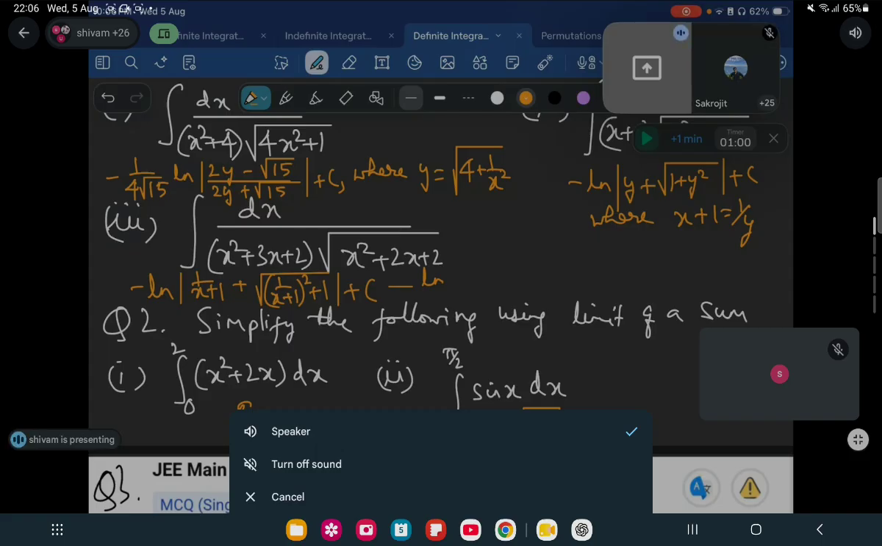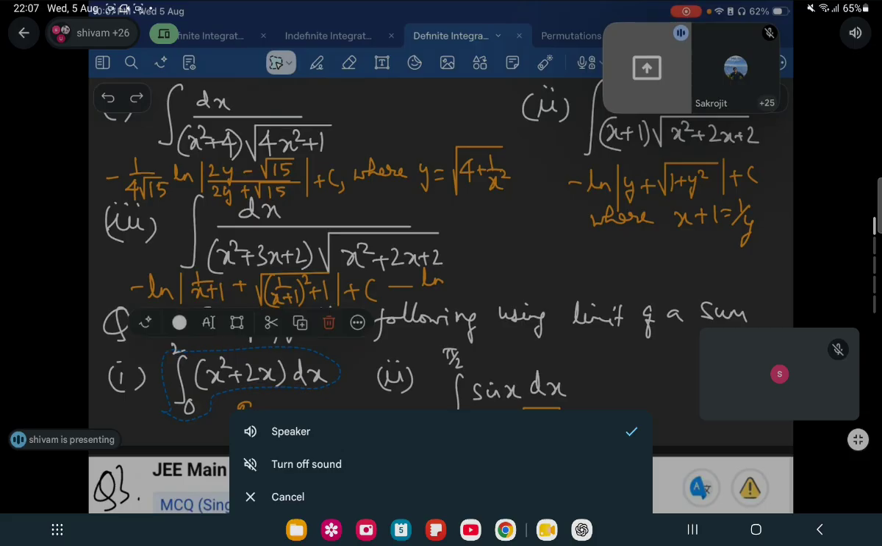Part 1, let me solve. Integral from 0 to 2, x square plus 2x. Everyone pay attention. Okay. So over here, a and b are given to us. Pay attention. Over here, a and b are given to us. Let us start.